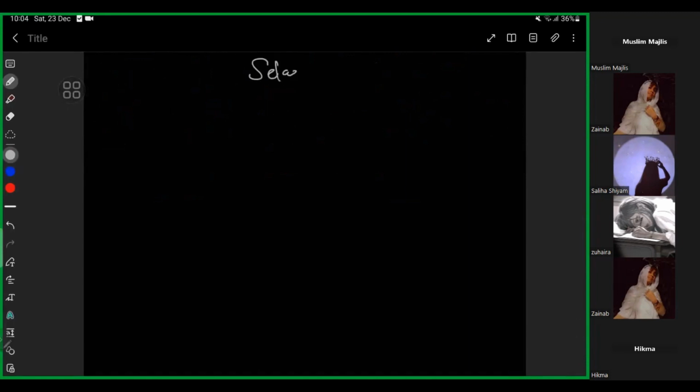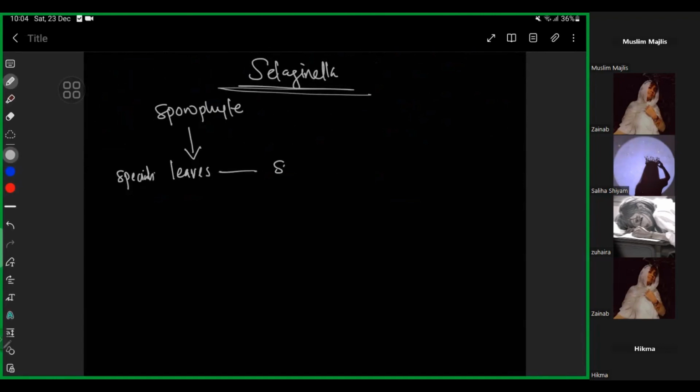The Selaginella. What is with the Selaginella? The sporophyte is the dominant one. You have different parts: roots, leaves, and everything. In the sporophyte, we have specialized leaves called the sporophylls. You have two types of sporophylls: megasporophylls, sorry, microsporophylls.